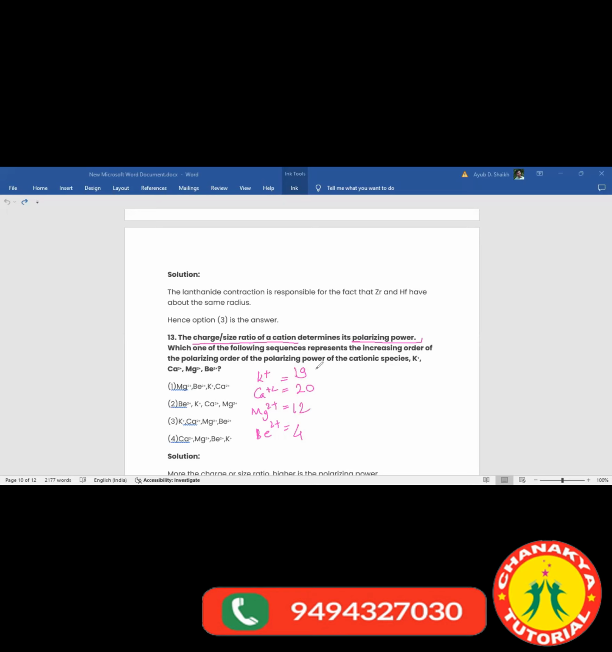Here +1, then the +2, then here +2, and here also +2. Correct? Now we know that the size and charge ratio is less for the beryllium because size is less. Correct? Yes or no? Then next would be what? Magnesium. After that, potassium and then the calcium.